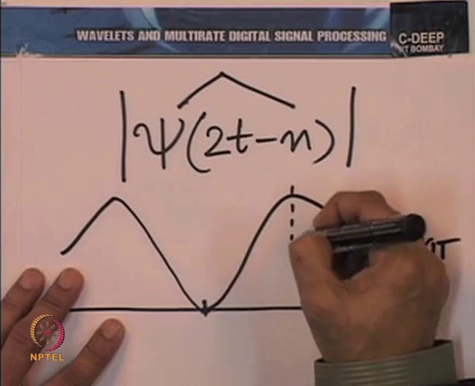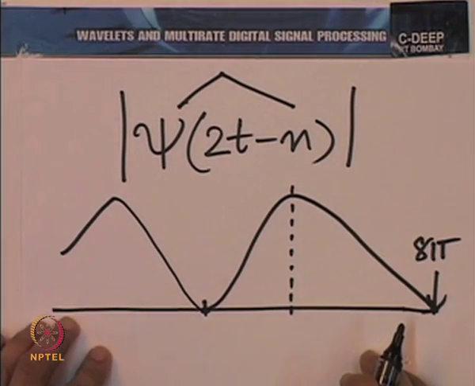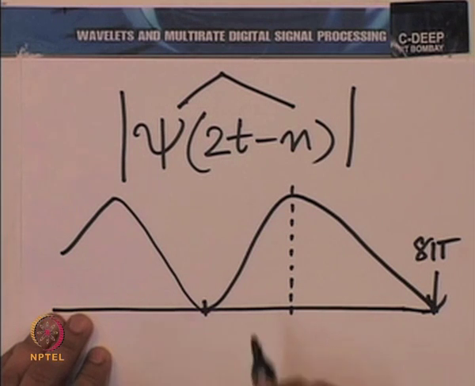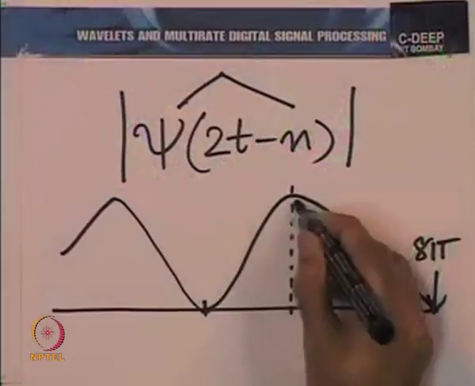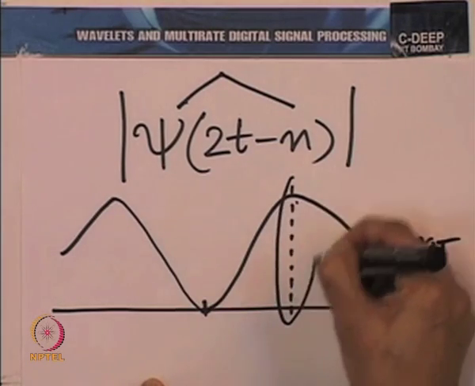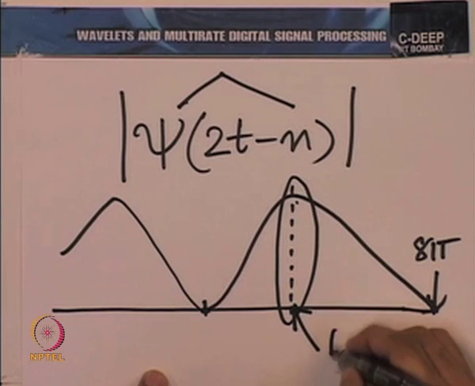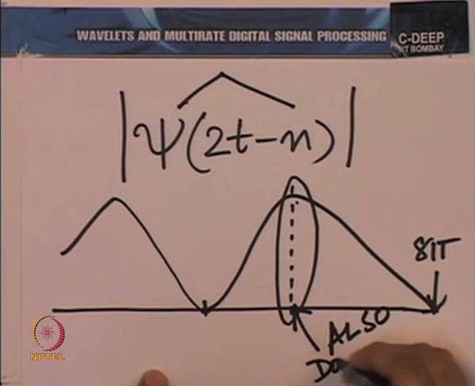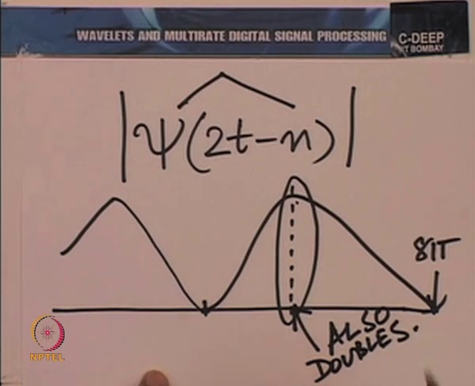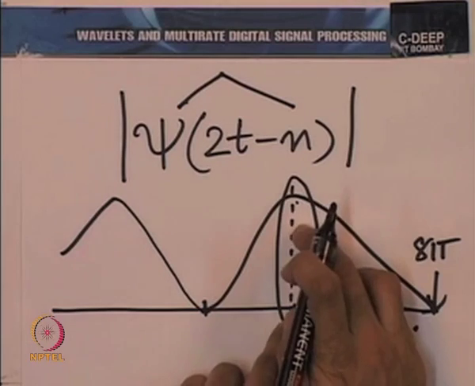Now, there are two things. You see, you must keep in mind that unlike the case of phi, in psi, we have two changes taking place. One is that the band expands, the main lobe expands and each of the side lobes expand. But the second is that the center frequency, the point where this was a maximum here, you see the center frequency also doubles. Both the band and the center frequency double.